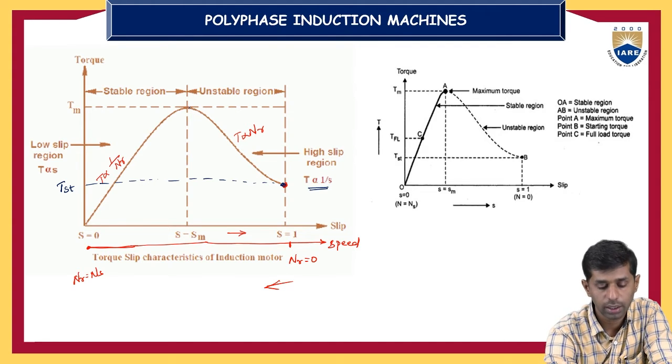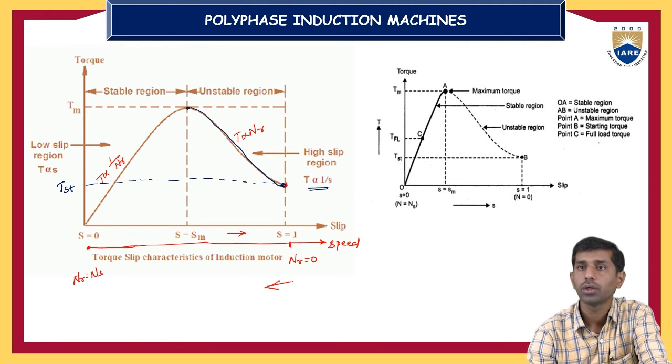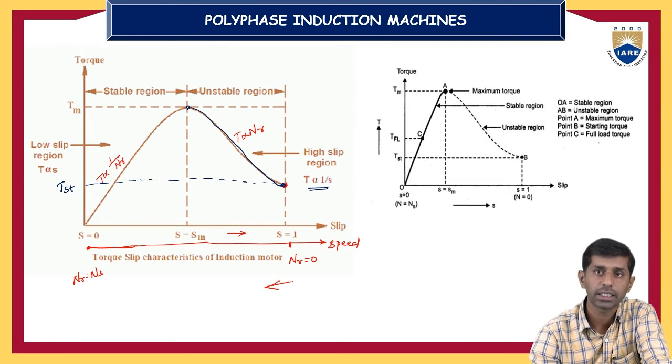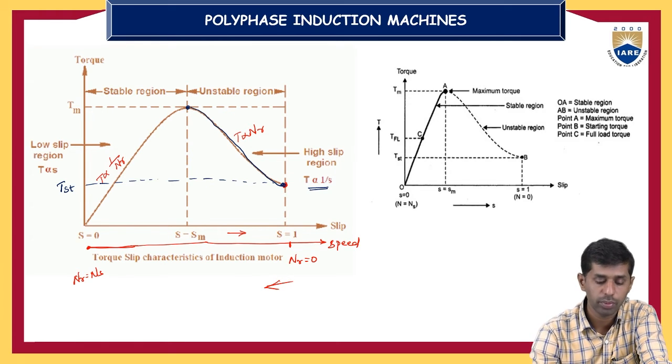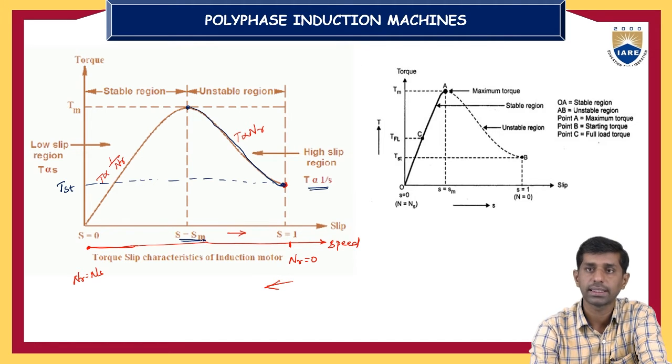So it is a rectangular hyperbola we have. Torque is inversely proportional to slip of the induction motor. It is a rectangular hyperbola, and it reaches the maximum point, called the maximum torque developed by the induction motor, and the corresponding slip of the induction motor is Sm.